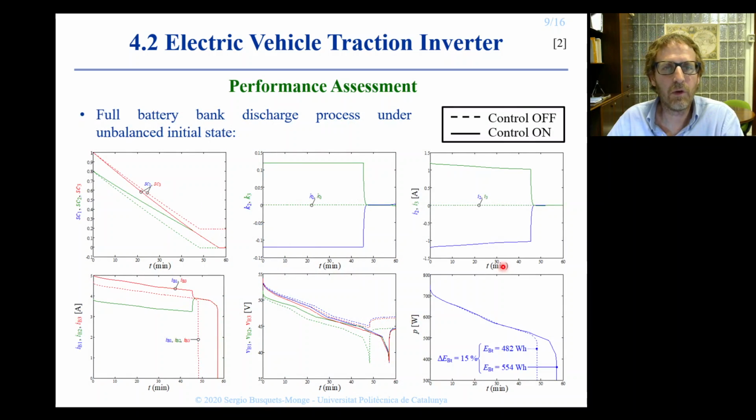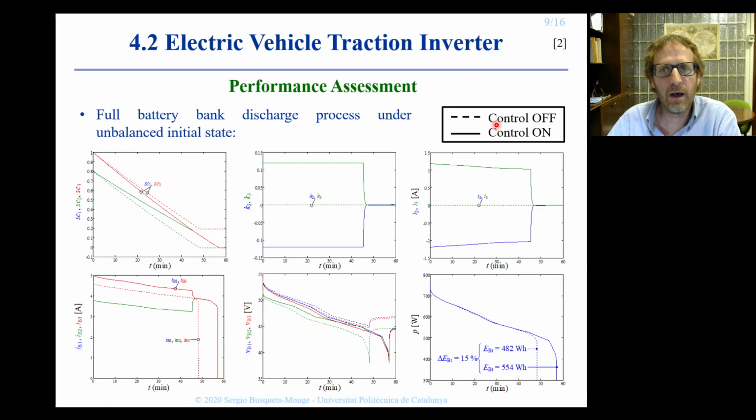Also, we see a simulation where we are simulating a full battery bank discharge process under an initial imbalance in the state of charge of the three battery packs. While two of the battery packs start with full charge, with a state of charge equal to 1, one of them, battery pack 2, starts with 80% of the charge.